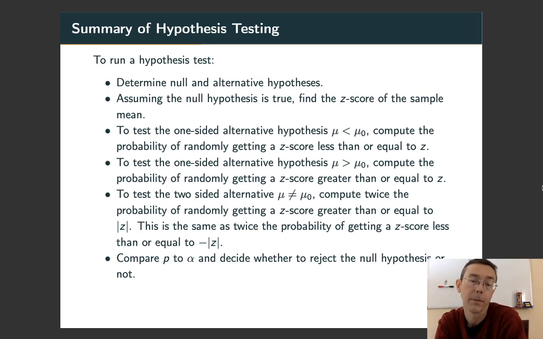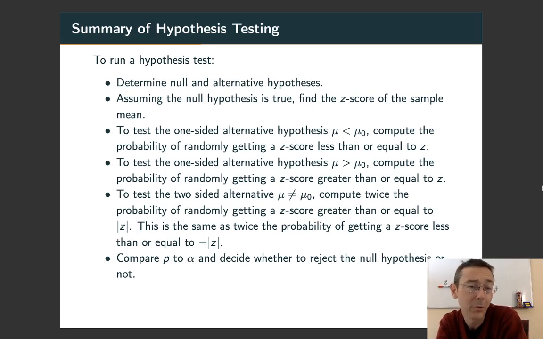More specifically, if we're testing the one-sided alternative, mu less than some number, we're going to compute the probability of randomly getting a z-score less than or equal to the one we got. If we are testing the alternative hypothesis mu greater than some number, we'll compute the probability of randomly getting a z-score greater than the one we got. And if we're doing a two-sided alternative, basically we could do either one and then double it as long as we do it in the appropriate way.